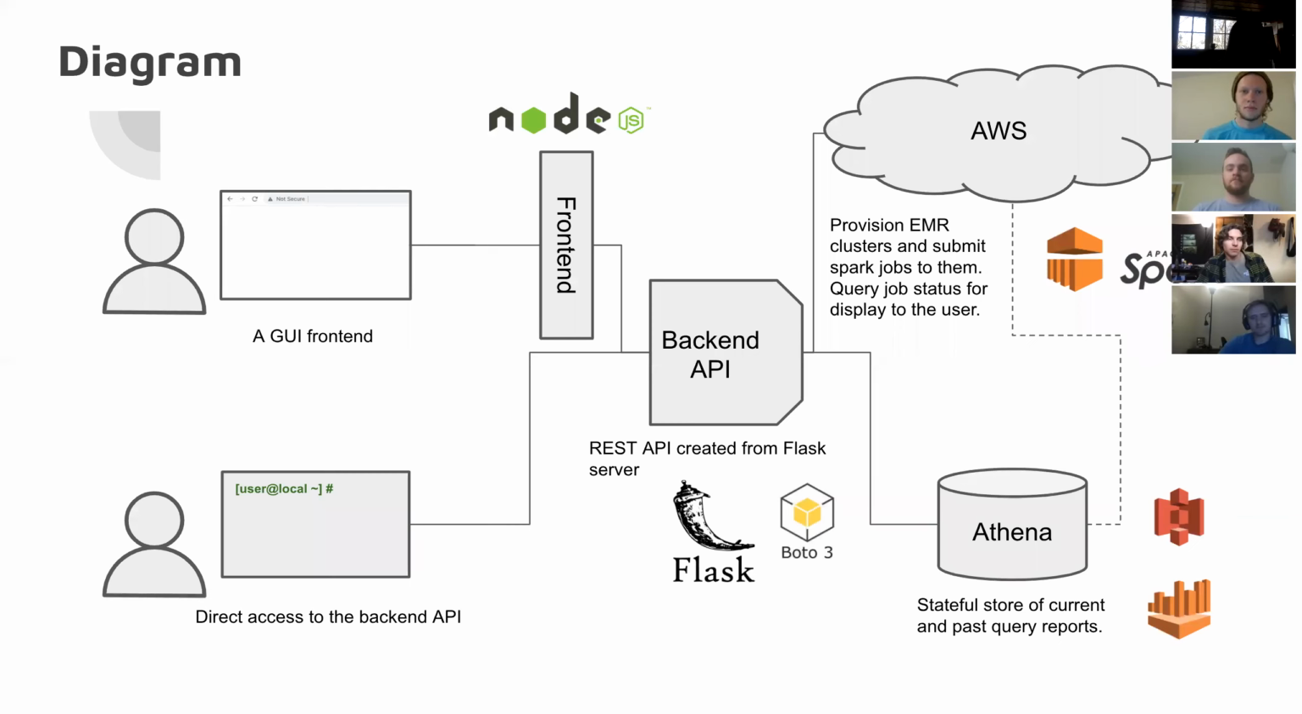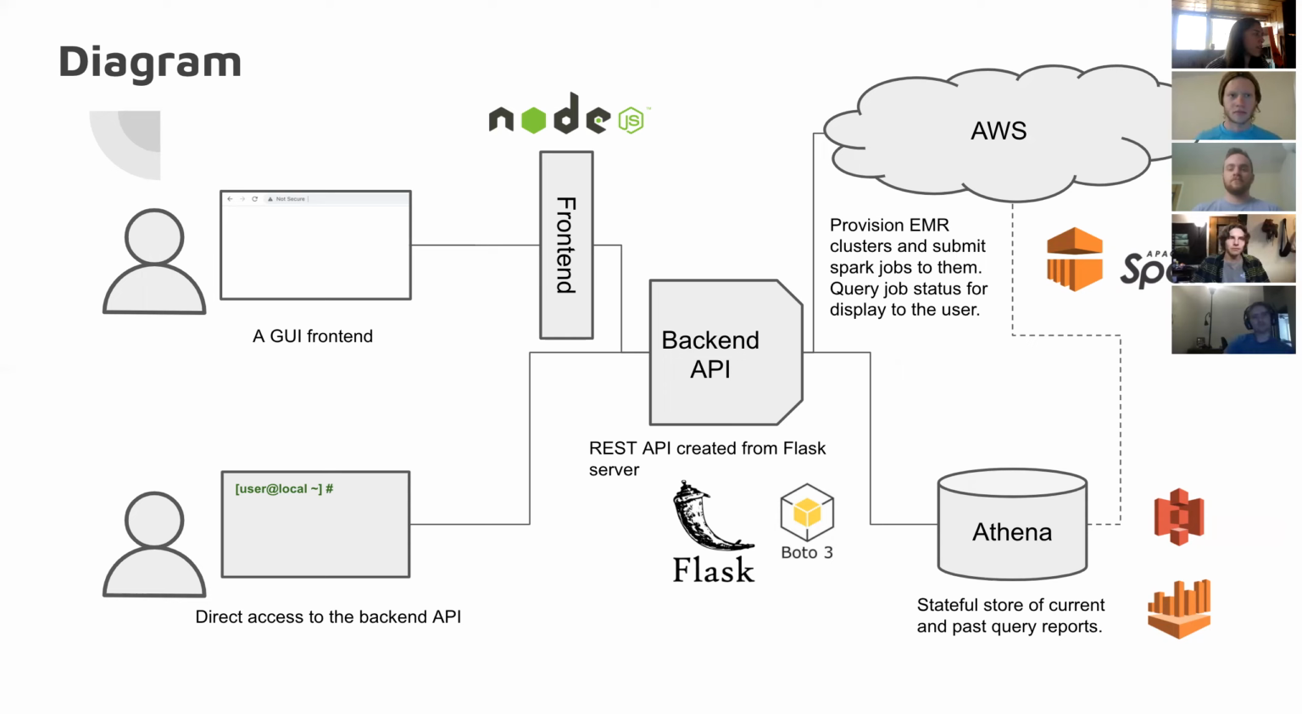So here is our architecture diagram for the tool that we made. We have a UI, and you can also access our tool via the command line. Both will send requests to our backend API, which we made with Flask, and which also uses Python's Boto3 library to make the AWS service calls.